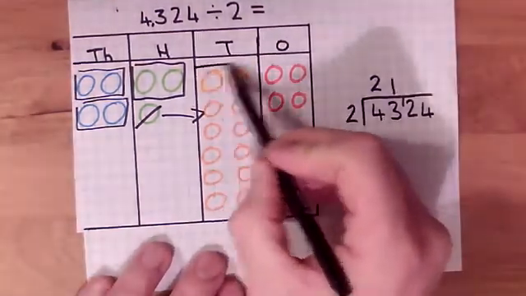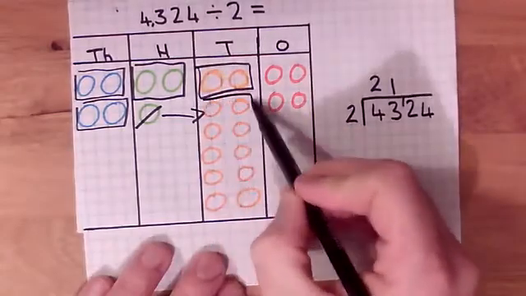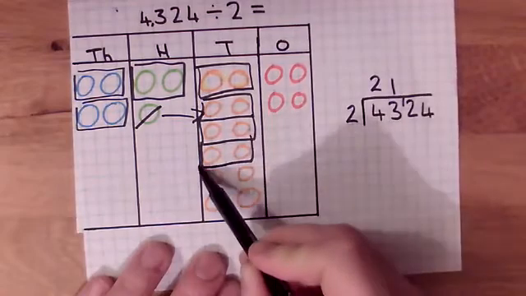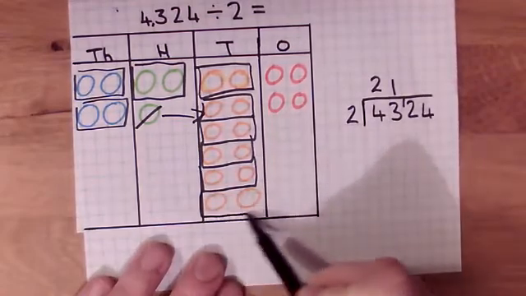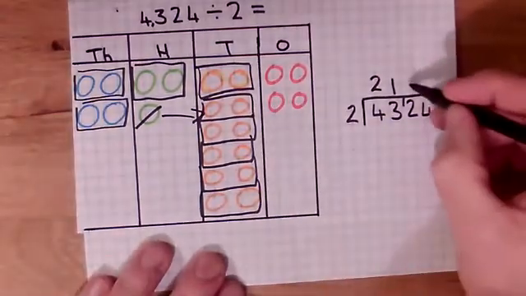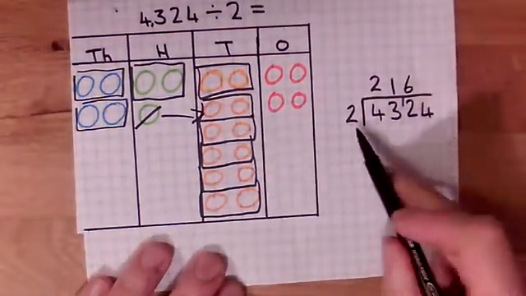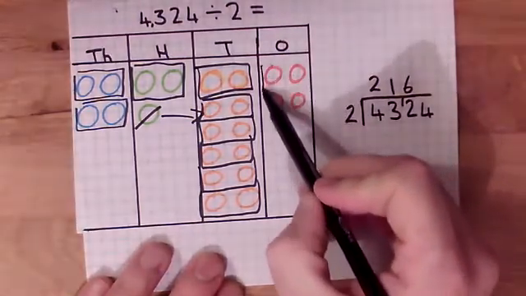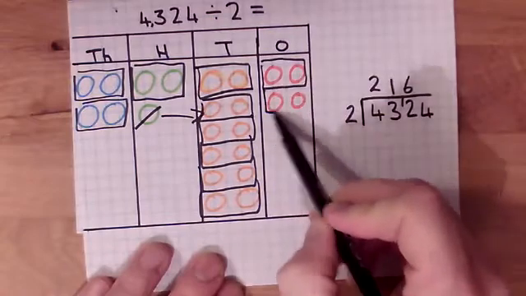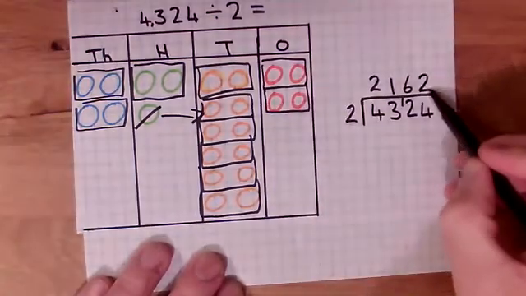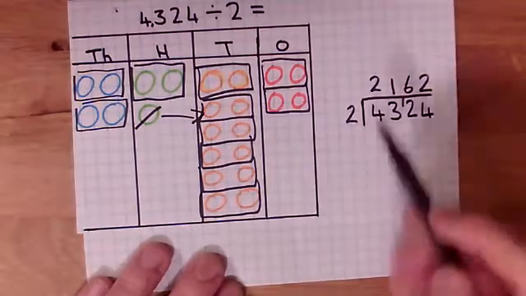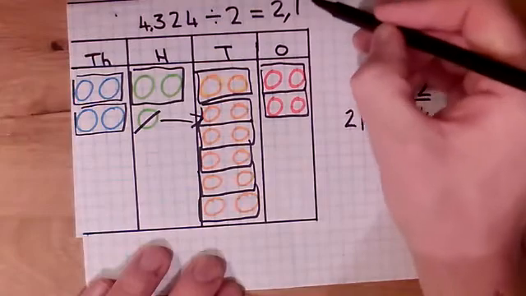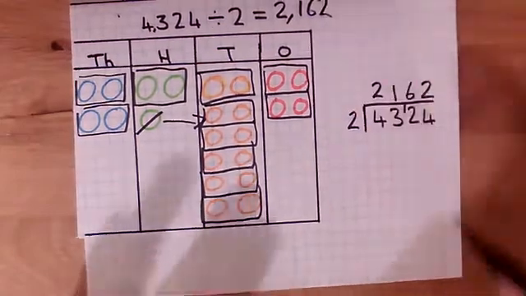So I'm going to go looking for lots of 2 again. 2, 3, 4, 5, 6 lots of 2. So 12 tens divided by 2 gives me 6. 4 in my ones, 1 there, 2 there. Okay, so that gives me my answer, 2,162.